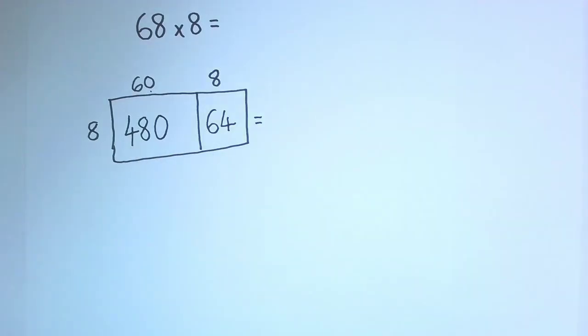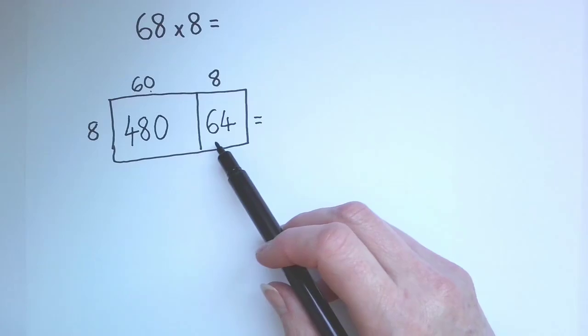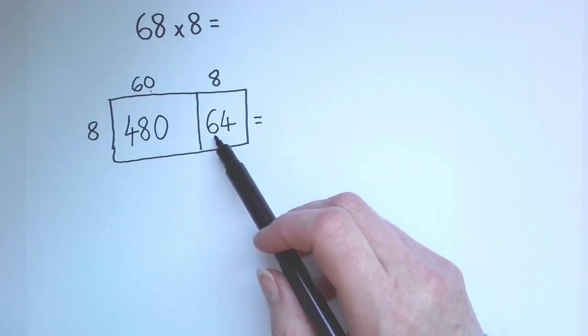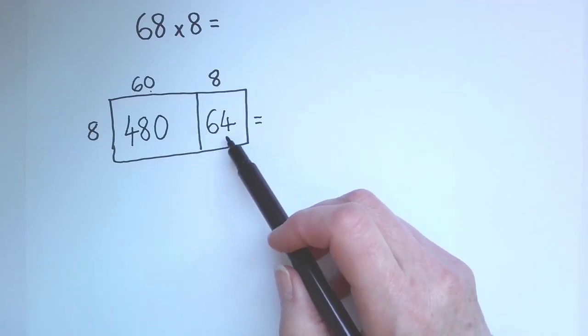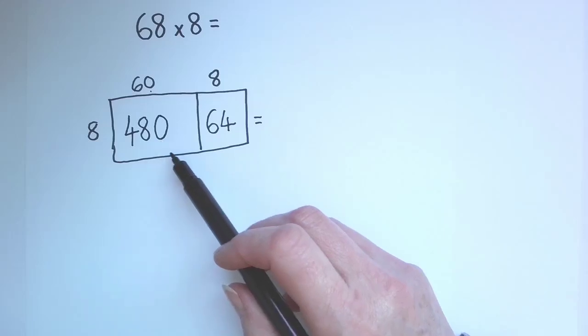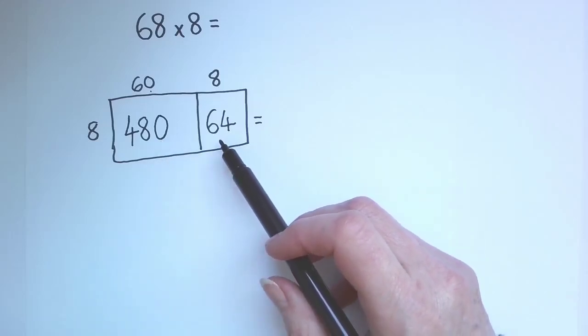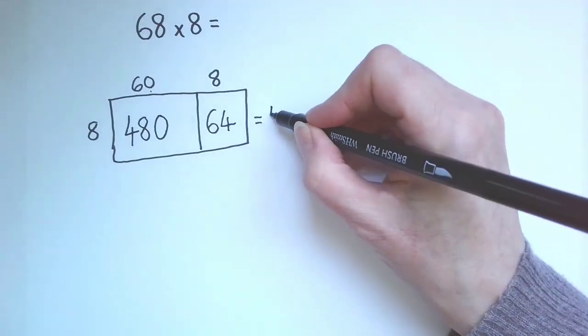480 plus 64. It's not quite so easy to add this time. Our numbers are larger, a little bit more awkward. We need to use a strategy. So I could add 20 out of my 64, add 20 onto 480 to get 500. And then that would leave me with 44. So I can see my answer would be 544.